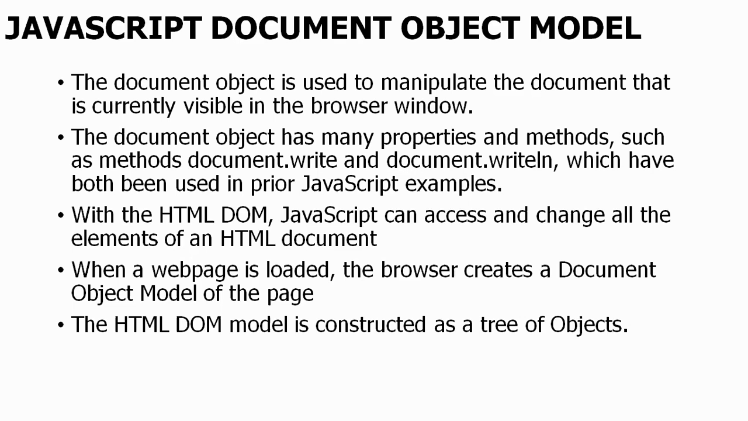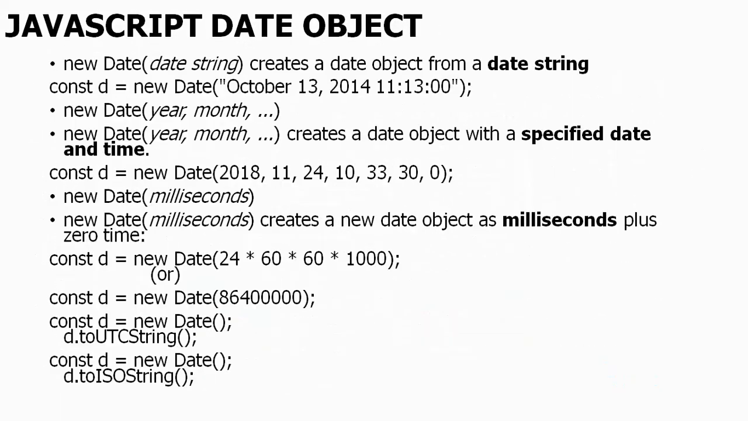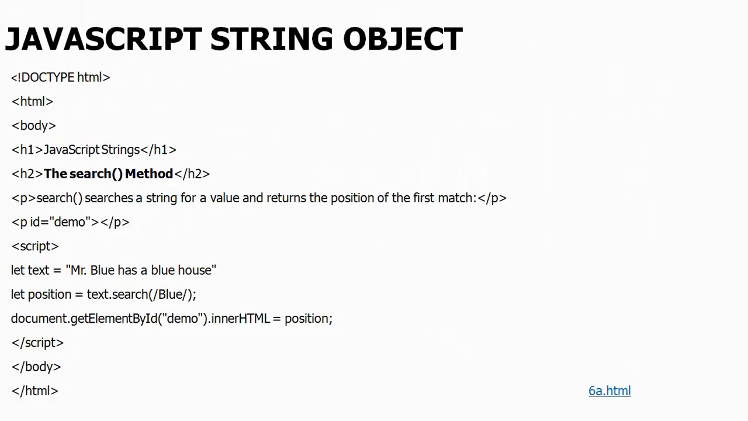Today we have to discuss the JavaScript Document Object Model (DOM). This is Unit 5. Initially in Unit 5 we discussed objects and different kinds of objects, how to initiate them in a program: math object, number object, date object, string object.